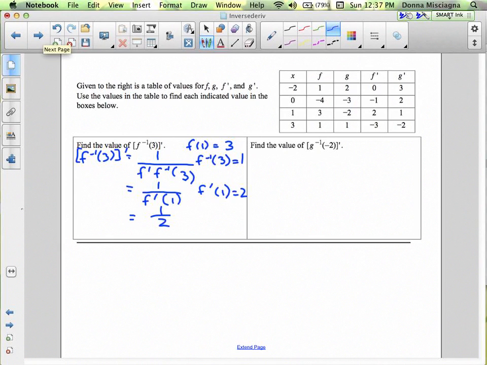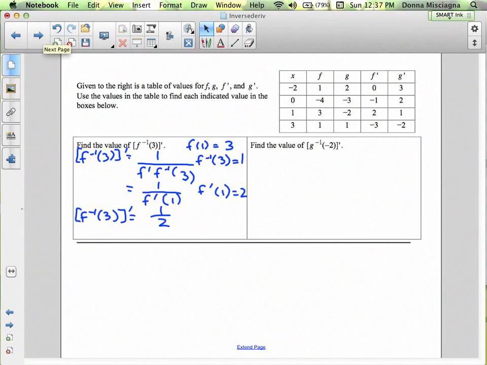Let me not mix up inverse and prime, so actually I'll put the inverse and prime. So hopefully I won't say inverse when I mean prime, and I won't say prime when I mean inverse. There we go. Lots of symbols to deal with. All right, let's look at the next one.